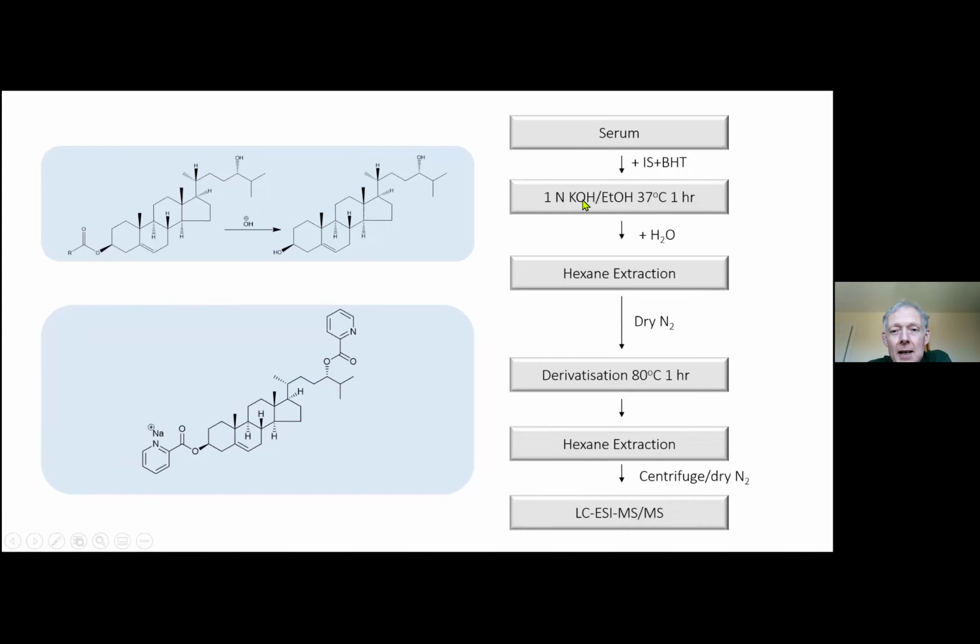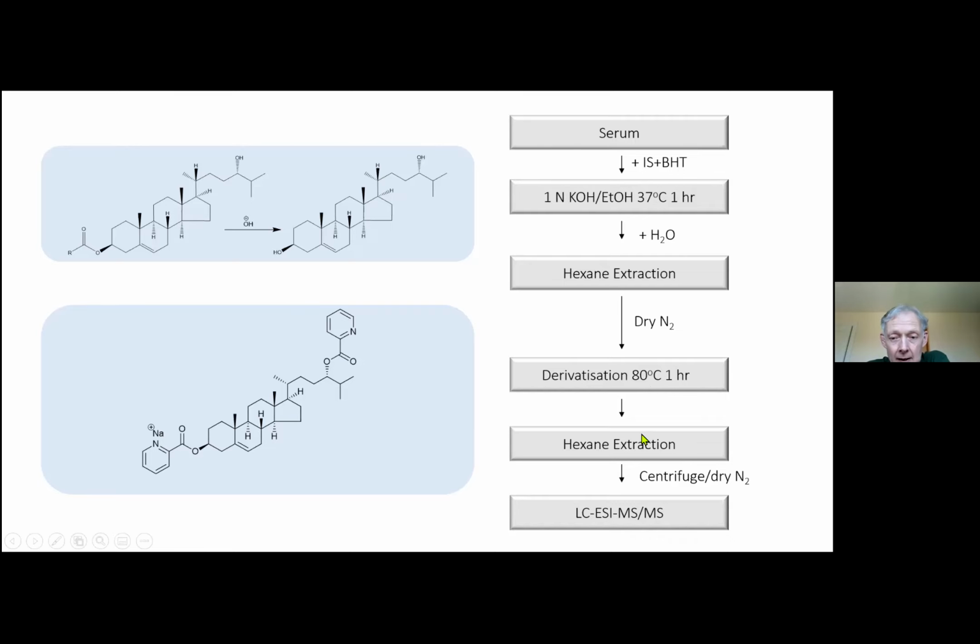Again, they're doing a hydrolysis in potassium hydroxide to hydrolyze the esters into the free oxysterols, then do a hexane extraction. An issue with this derivatization reaction is that the reaction must be done in a dry environment. So after your hexane extraction, it's necessary to dry the sample down before you add the catalytic mixture. Derivatization occurs at 80 degrees for 1 hour.